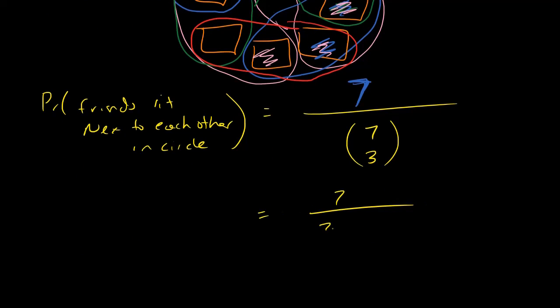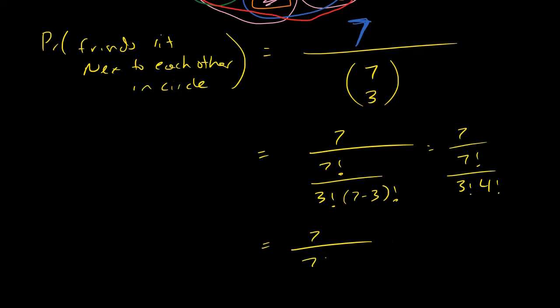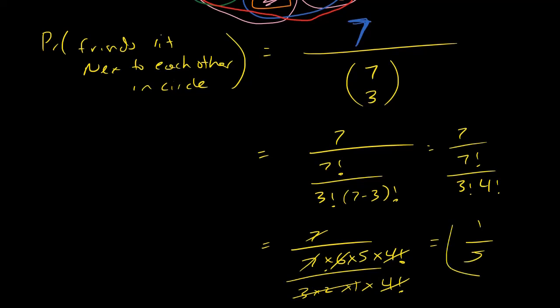And then once again, we can just solve this now using our formula for combination: 7 over 7 factorial over 3 factorial times 4 factorial. We know that 7 factorial is 7 times 6 times 5 times 4 factorial, and we have 3 times 2, that's 3 factorial, times 1, and then times 4 factorial. These cancel. This is 6, which cancels with that guy. The 7 cancels with that guy, and I'm left with 1 over 5.